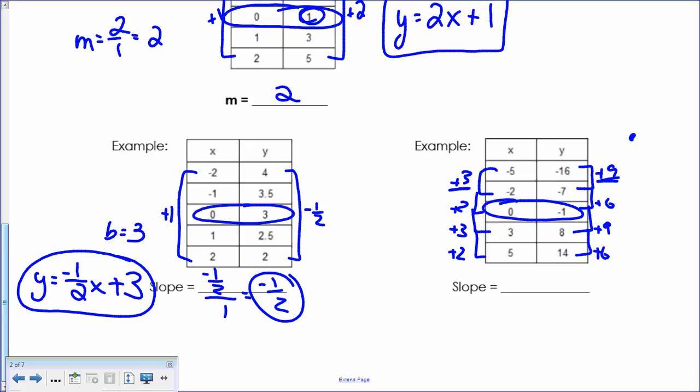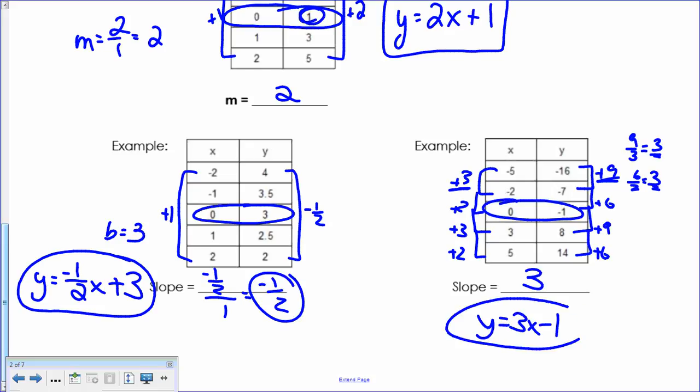So this is 9 over 3, which is 3. All right, 6 over 2. What's 6 over 2? 3. And then these are 9 over 3, which is still 3, and 6 over 2, which is 3. So what's our slope? 3. That constant ratio, that constant change in y over the change in x. So if our slope is 3, our y-intercept is negative 1. And Maria, what did we get? Y equals 3x minus 1. Pretty simple so far, right?